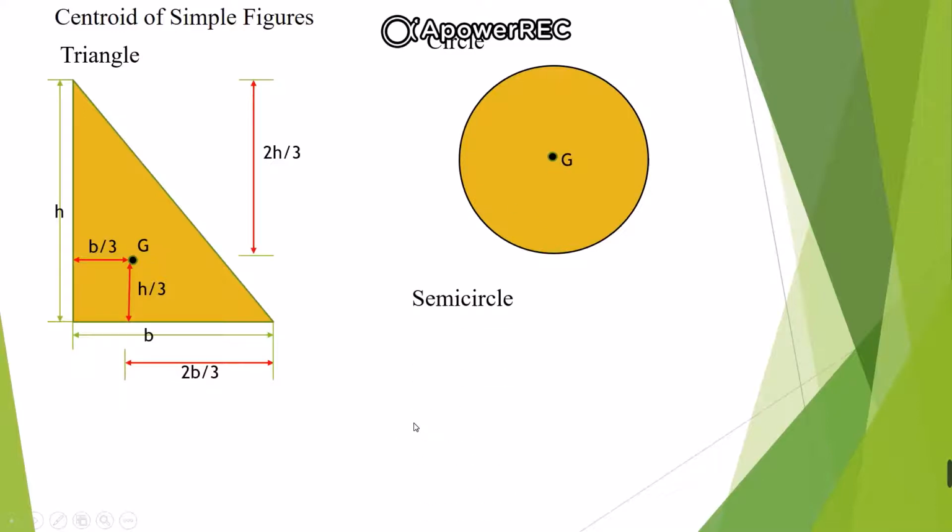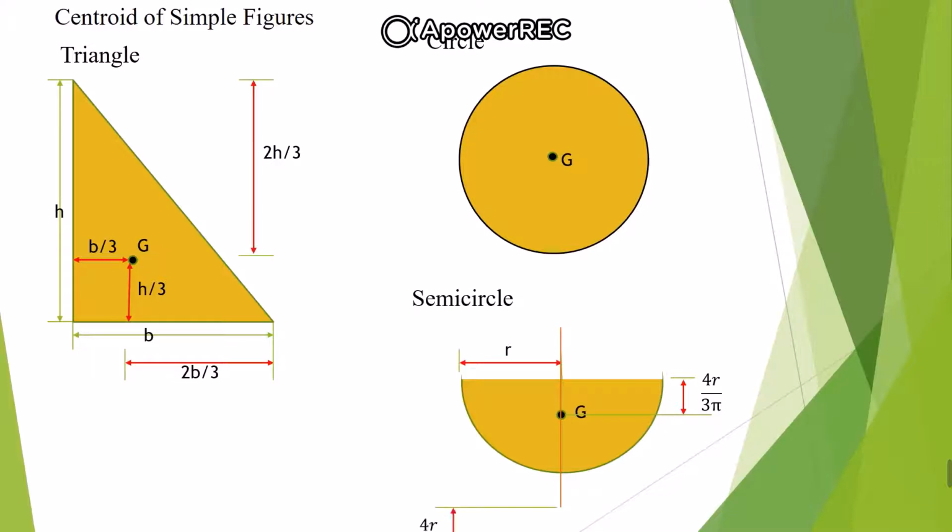Now moving on to the third one, that is the semicircle. So when we draw a vertical line passing through the center of the semicircle, we can see that the section is symmetrical about that vertical line, which means the CG will be at a distance of r from the left end of the figure and 4r by 3 pi from the flat end of the semicircular section, or it will be at a distance of r minus 4r by 3 pi from the curved end of the semicircular section. So this is all about the centroid of simple figures.